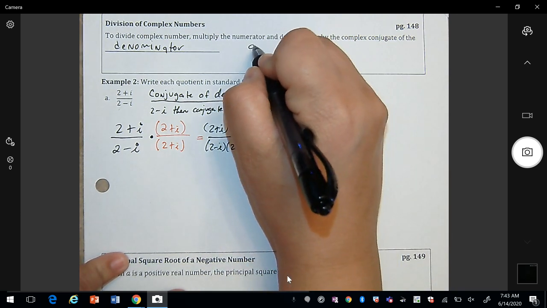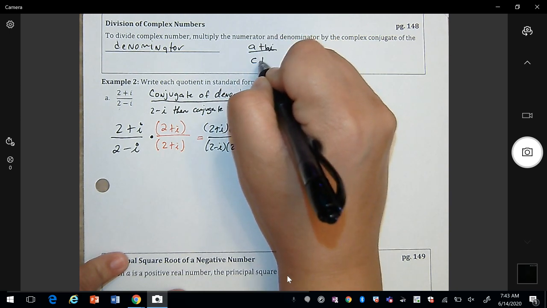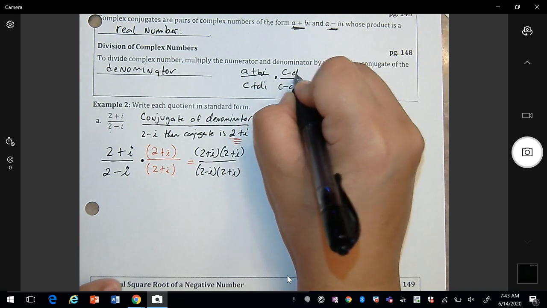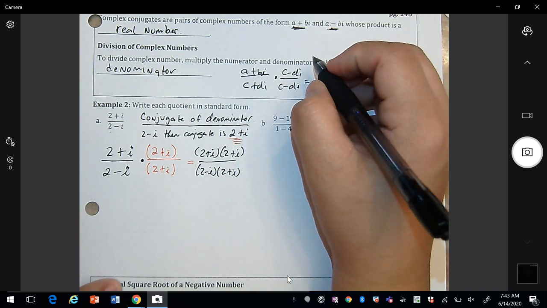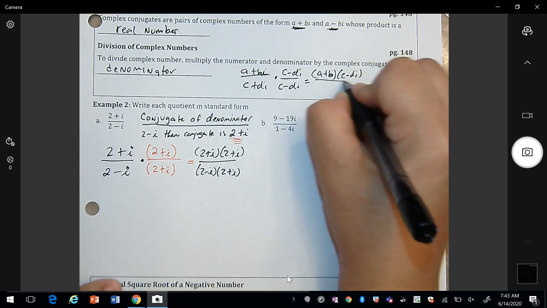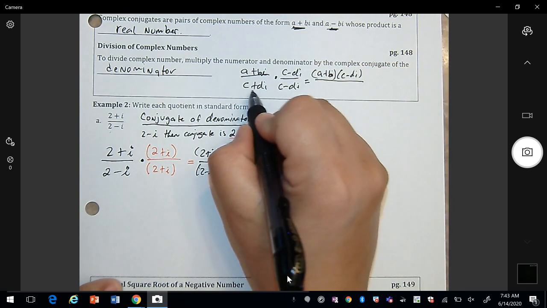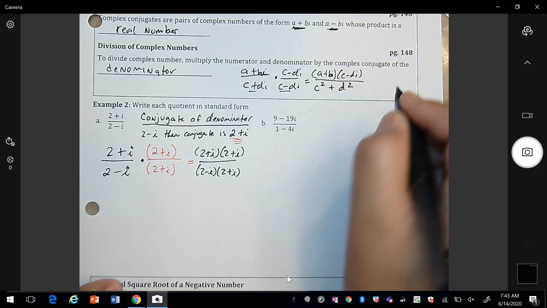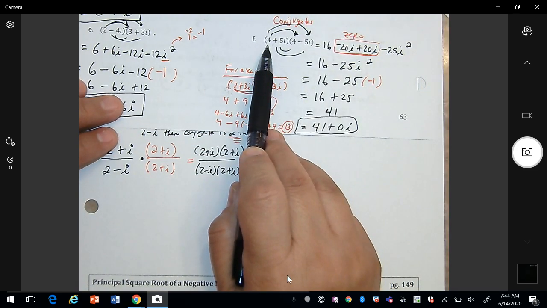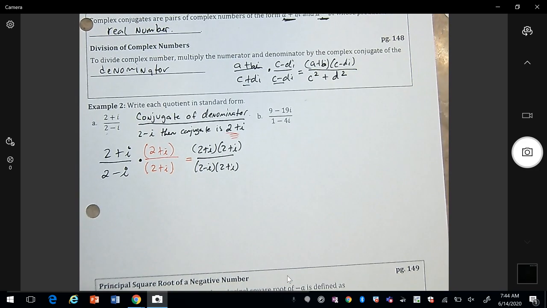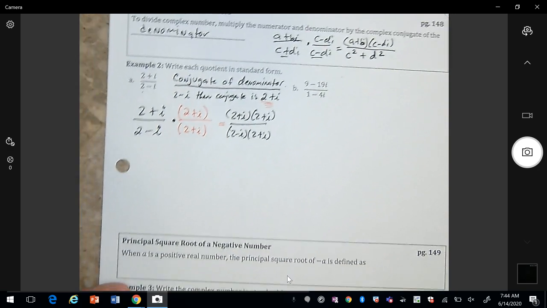Let me just write this up here. If we multiply by the conjugate, we end up with a plus bi times c minus di. And down here, since these are conjugates, we can rewrite this as c squared plus d squared, just like we did, where 4 squared gave me 16 and 5 squared gave me 25. Or if you want, you can multiply it out.